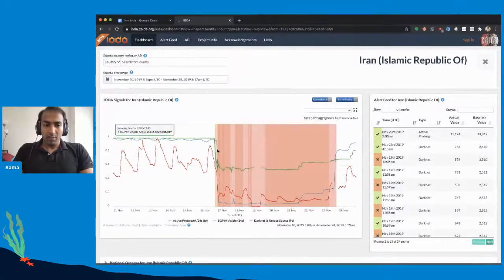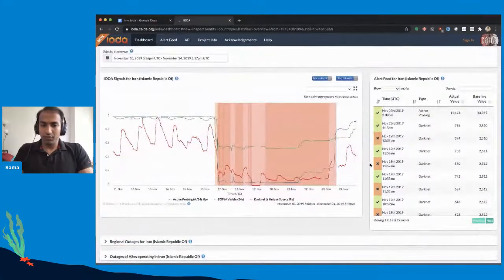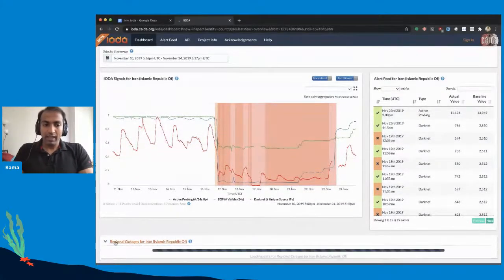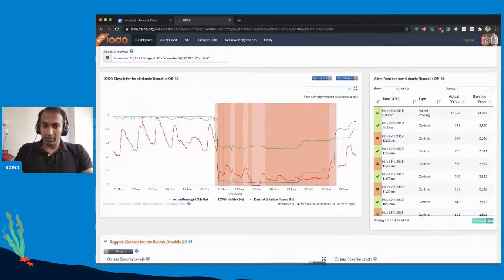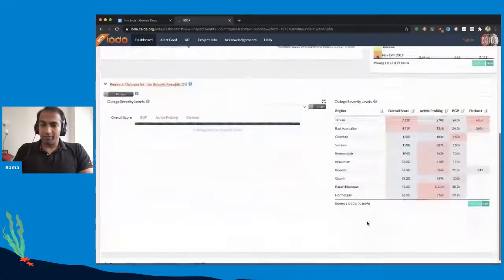But so this happened roughly on November 16th. And then around 24th of November, we observe that the shutdown slowly, there seems to be slow recovery. Now, IODA actually doesn't just detect outages at the granularity of an entire country. It also does so at the granularity of regions. So it's possible to look at regional outages for Iran. That is, how are the different regions within Iran affected?